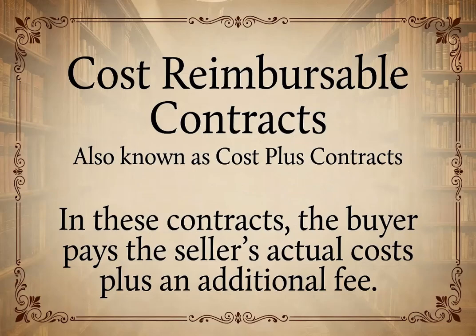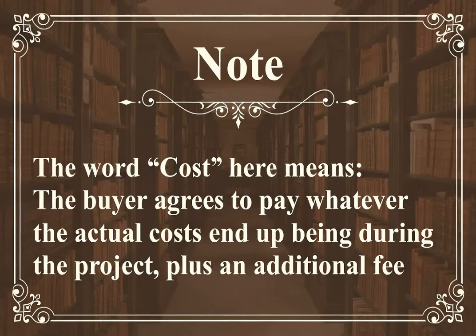Next, we have cost reimbursable contracts. These types of contracts are best used for projects with expected significant scope changes because they provide flexibility when the full scope is uncertain or likely to evolve. Note, the word cost here means the buyer agrees to pay whatever the actual costs end up being during the project. The final price is not known at the beginning.